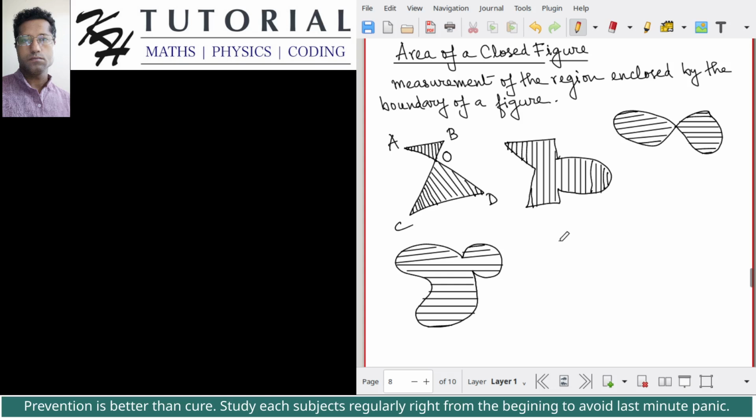Let's say we have a figure like this. This is a closed figure, but of course this is not a simple figure, as this figure is intersecting itself at these 2 points, but this is a closed figure. So what will be the area enclosed by the boundary of this figure? It will be this shaded part.